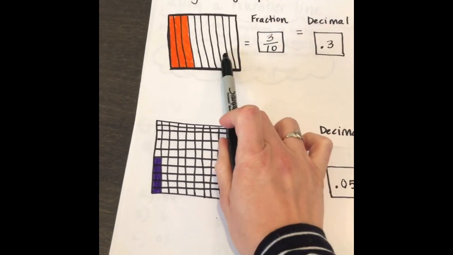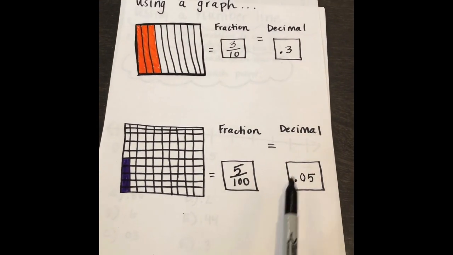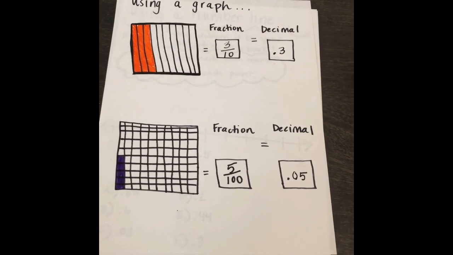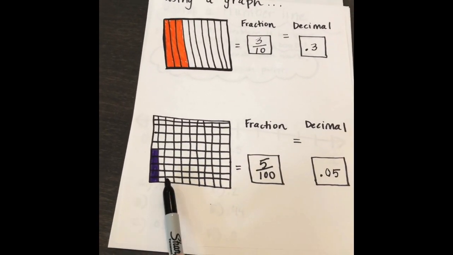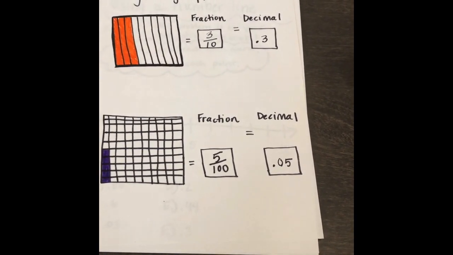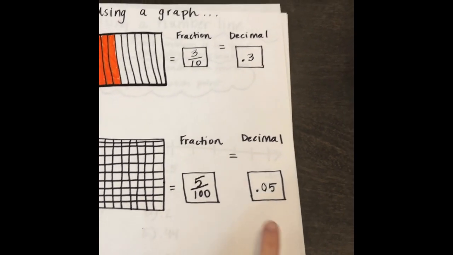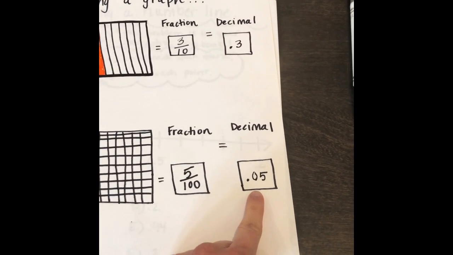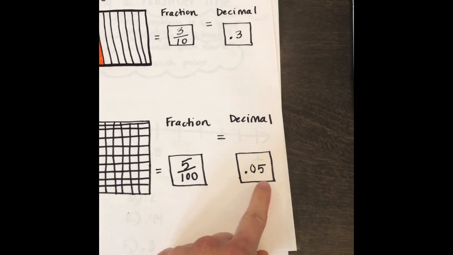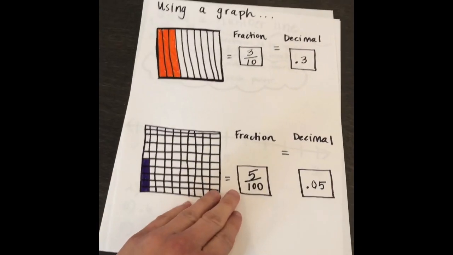At the end of this, the graph, the fraction, and the decimal are equal. So if you do run into something like this on your activity, make sure that you leave your tenths place value with a 0 so that your decimal doesn't end up saying 5/10, and it says instead 5 hundredths. Okay.